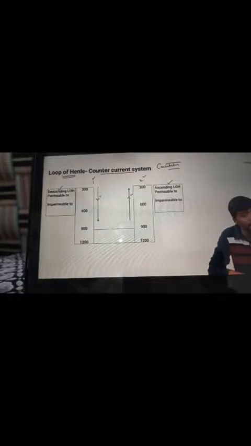Very important. We have descending loop of Henle, we have ascending loop of Henle. There are two important tubes here, very close to each other. The direction of fluid movement is opposite in both of them. This system is called a countercurrent system. You see this type of system in kidneys, and also in the GI tract and testis. These are a few examples.